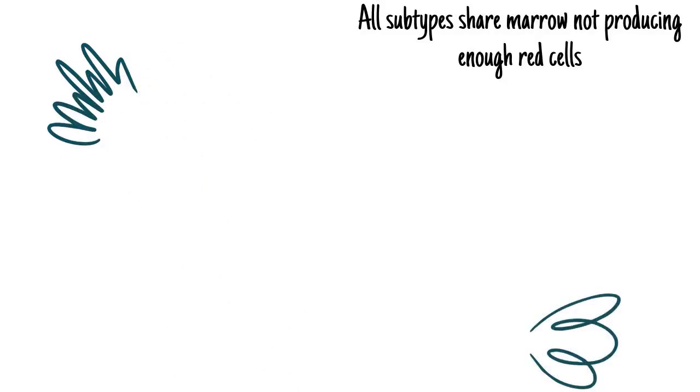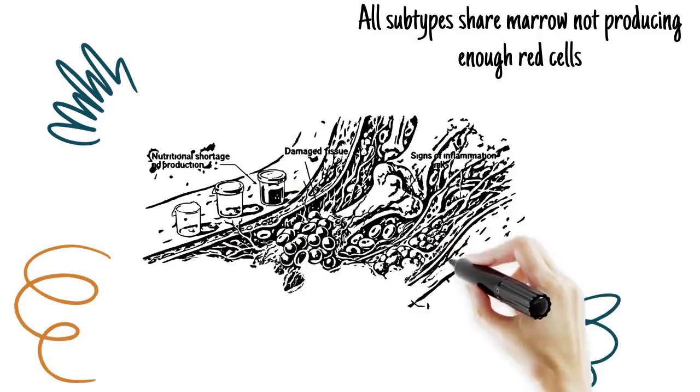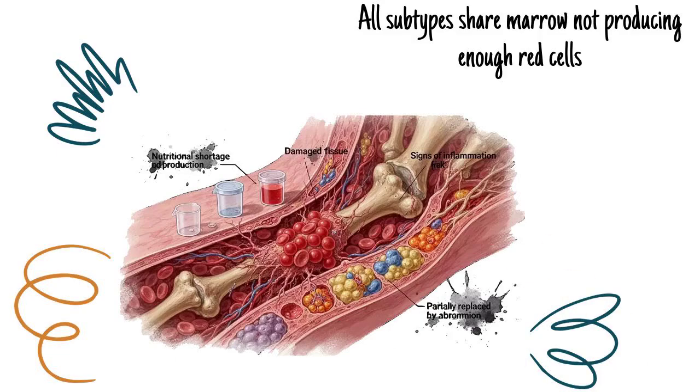The marrow is not generating red cells at a rate sufficient to maintain normal hemoglobin levels, whether because of missing nutrients, a destroyed marrow, inflammatory suppression, or physical replacement of the marrow space.